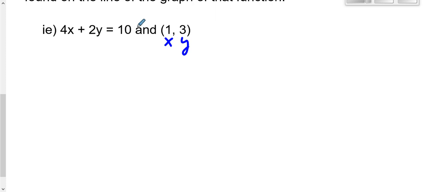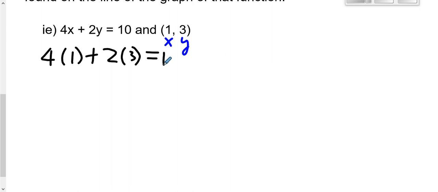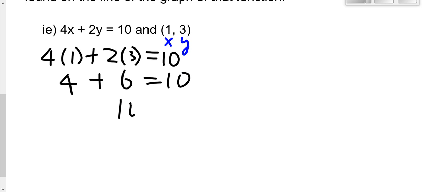So let's do this. 4x is 4 times 1, plus 2y, where y is 3. The right hand side is still 10. There's nothing you can do to it, so let's work out the math. 4 times 1 gives you 4, plus 2 times 3 gives you 6. On the left hand side, 4 plus 6 gives you 10, and the right hand side is 10, and of course 10 is equal to 10, so that means it is legit.